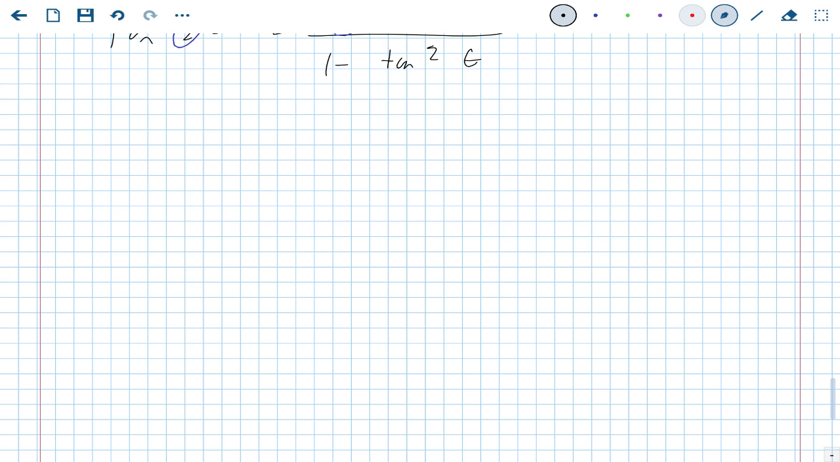So you'd be given a certain identity, for example, show that tan of x times sine of x plus cos of x is equal to secant of x. And there's a way that they want you to do this, and you'll need to use all of these identities to show it.